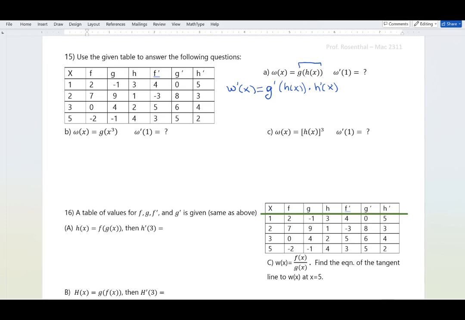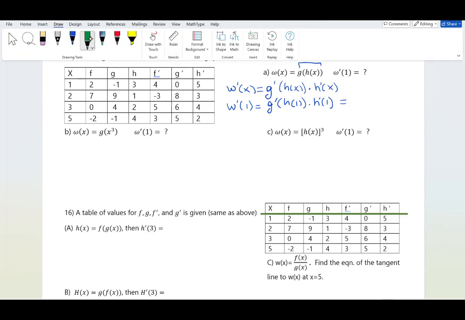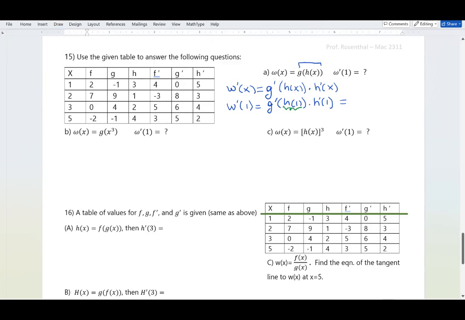Now remembering that we want to do this at the point 1, so I want to know what is w prime of 1. Again, I'm not going to go to the table yet, okay? So first I'm going to do g prime of h of 1 times h prime of 1. And now I'm going to go to the table. So at this point, I'm going to find what is the innermost value here. What is h of 1? So here's h, here's 1, so here's x equals 1. So h of 1 is 3.